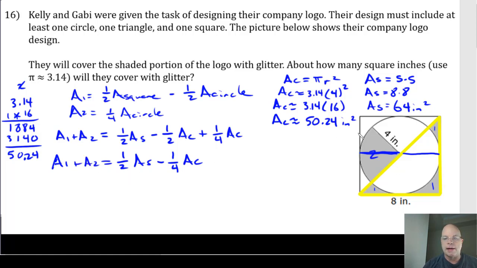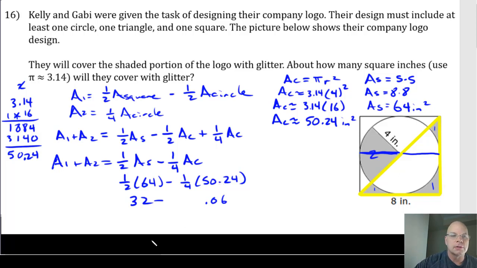So now substituting the values we've calculated, 1/2 of 64 minus 1/4 of 50 and 24 hundredths. Half of 64 is easy enough. 1/4 of 24 hundredths is easy enough, that's 6 hundredths. But what's 1/4 of 50? 12 multiplied by 4 is 48, that leaves me 2. And 1/4 of 2 is 1/2.